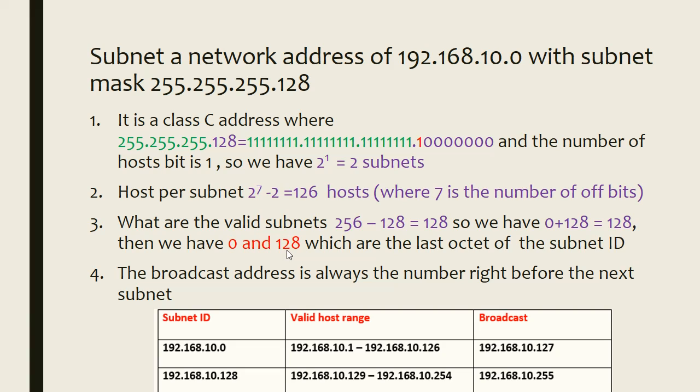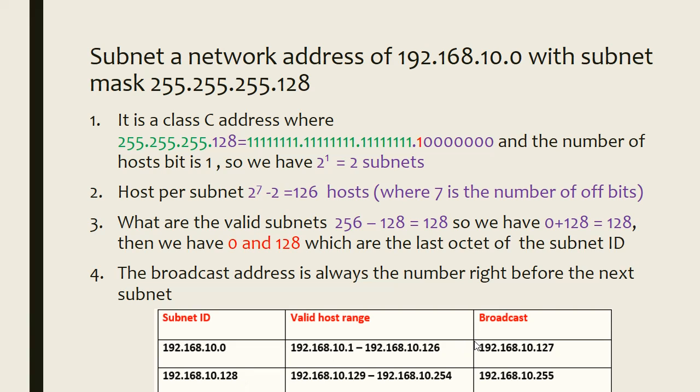So from these two, I can see that I have my subnet IDs here: 192.168.10.0 and 192.168.10.128. Right? Now the broadcast address is always the number right before the next subnet address. From here, the broadcast address is 127, right? So that means that what? The broadcast address is always the number right before the next subnet.